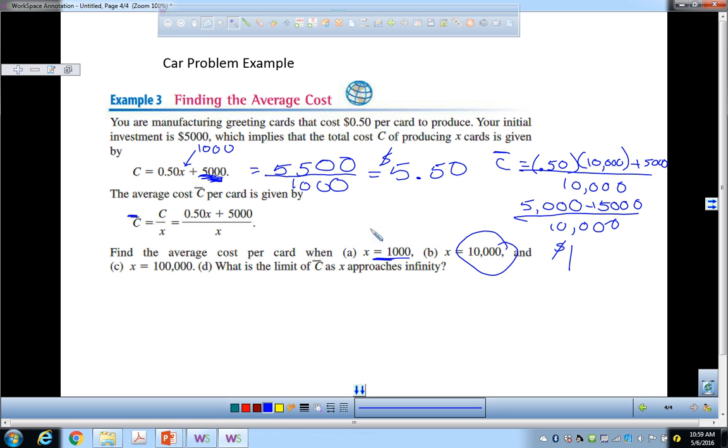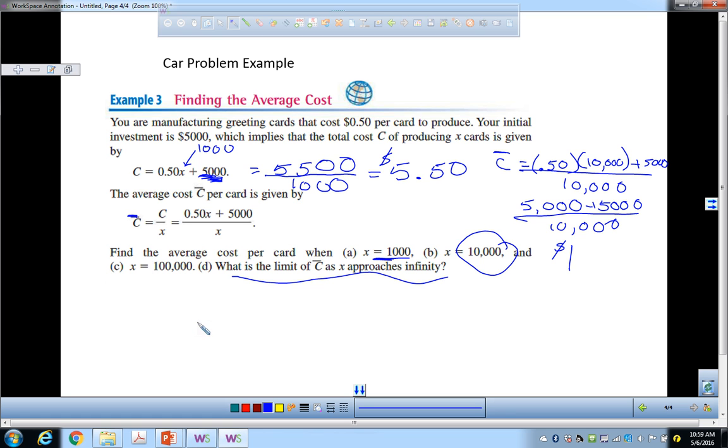So notice how your cost per card goes way, way down if you produce a lot. For 100,000, I'm not sure what it comes out to be, but there's a limit to how much. It's not ever going to get to zero to produce the card. What is the limit of C bar as x goes to infinity? How can I use what I just learned about limits to figure out the answer?